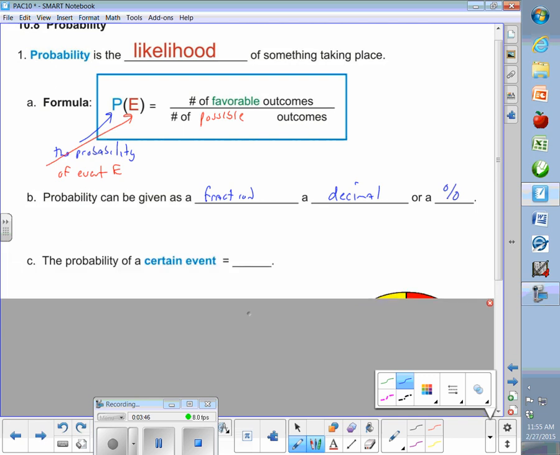This next one is pretty simplistic. What's the probability of a certain event? It is certain to happen. Well, the probability of a certain event is 1. Technically, probability can't go over 1. And by the way, in that same logic, what would be the probability of an impossible event? 0. Right? The probability is 0.